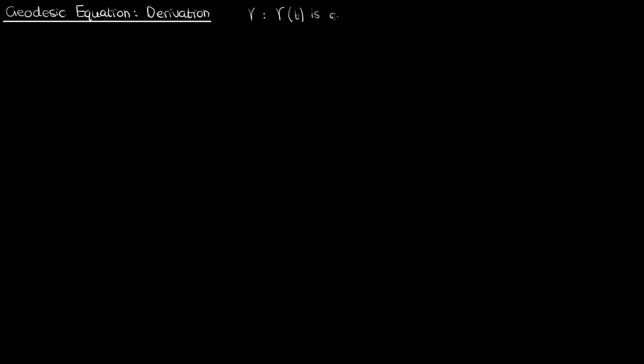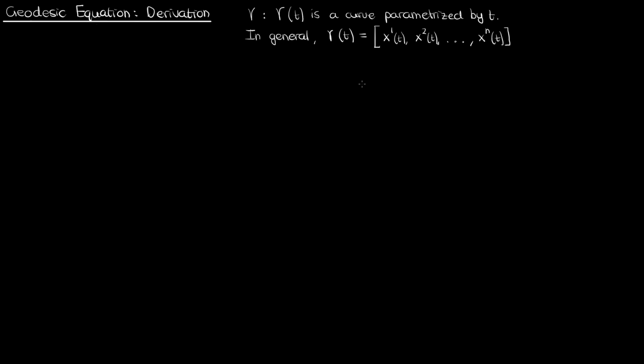Suppose I have a curve gamma that's parametrized with respect to the parameter t. In general, this gamma can be written as a function of each of the coordinates, so x super 1, x super 2, all the way to x super n, where n is the dimension of my space. And since gamma is parametrized by the parameter t, each of these coordinates that gamma is a function of is also a function of the parameter t.